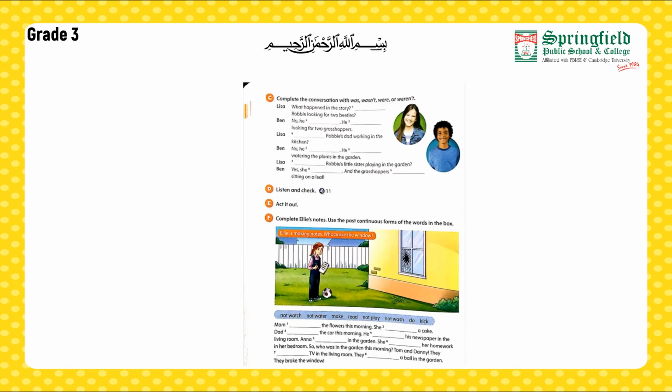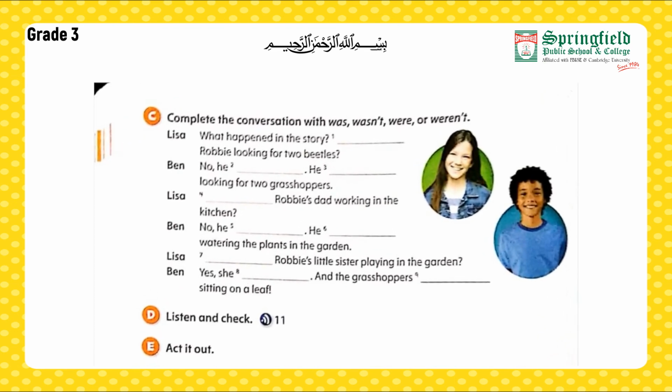Part C. Complete the conversation with was, wasn't, were, weren't. Lisa: What happened in the story? Blank Robbie looking for two beetles. Now how are we going to write? What happened in the story? Was Robbie looking for two beetles? Then Ben: No, he wasn't. He was looking for two grasshoppers. In this way we have to complete sentences using was, wasn't, were and weren't. I hope you are able to attempt the next sentences.